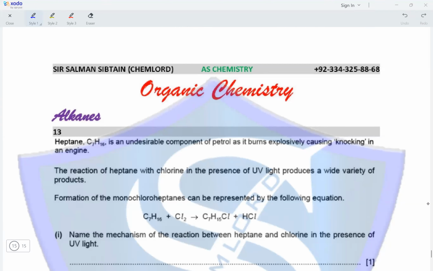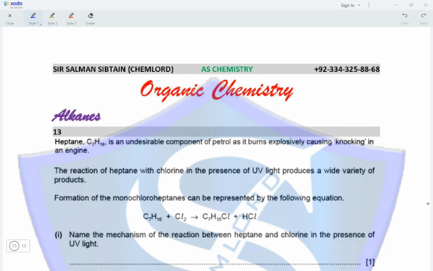Question 13. Heptane, C7H16, is an undesirable component of petrol as it burns explosively, causing knocking in an engine. The reaction of heptane with chlorine in the presence of UV light produces a wide variety of products. Formation of the monochloroheptanes can be represented by the following equation. C7H16 plus Cl2 gives C7H15Cl plus HCl. Name the mechanism of the reaction between heptane and chlorine in the presence of UV light.